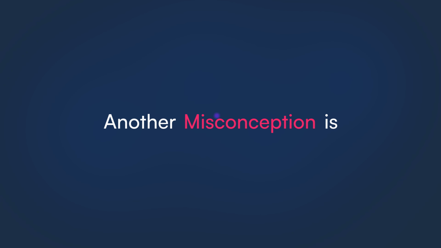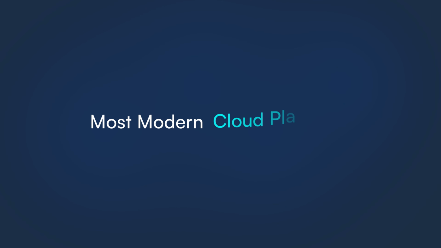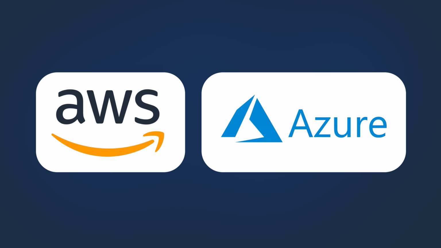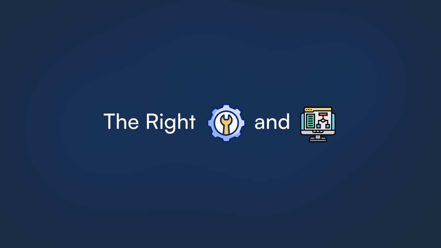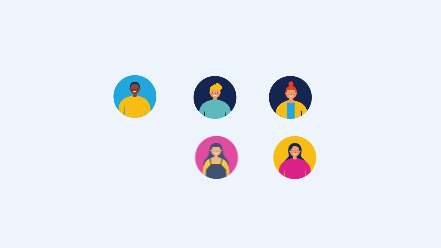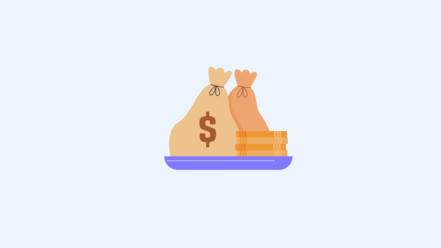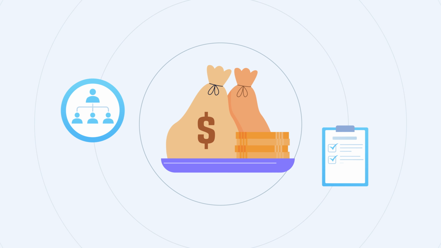Another misconception is that the choice of cloud provider will block your app's growth. Most modern cloud platforms, like AWS or Azure, can handle massive applications. The key is to choose the right services and architecture to scale effectively. Finally, there's the idea that more users automatically mean huge costs. While scaling does increase expenses, efficient resource management and optimization can keep costs under control.